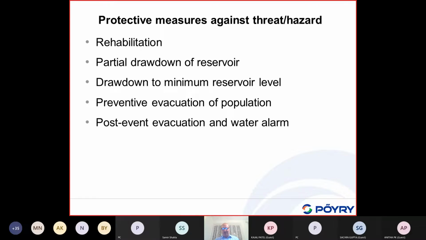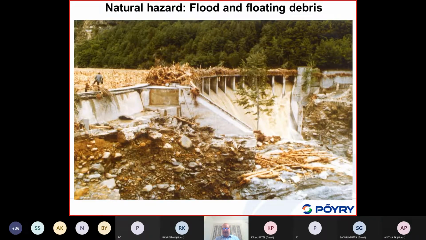Okay, and the last one is post-event evacuation and water alarm. That means when the dam already fails, you can rescue or evacuate the people, because it will take some time until a flood wave from a dam breach propagates along a valley. The natural hazards are here, for example, flood hazard. I just did it here quickly. It shows that in a flood hazard we can have overtopping, and the problem here is, of course, the floating wood.